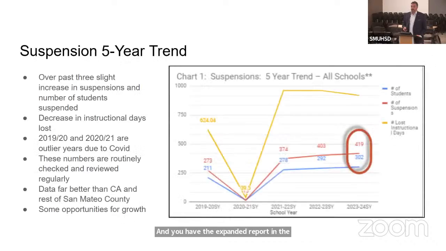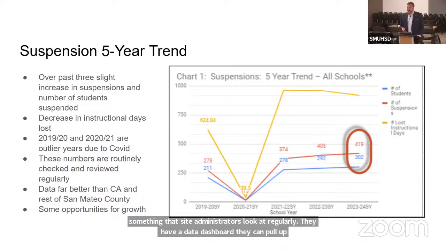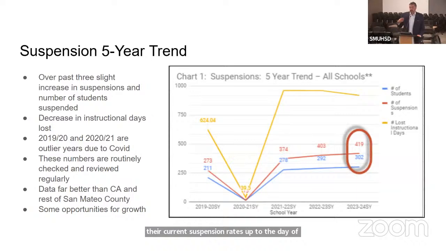And so the first is suspension rates. Again, this is an annual report that we do every year. And we do look at suspension data. We don't just put it away. It's something that site administrators look at regularly. They have a data dashboard. They can pull up their current suspension rates up to the day of. And so whenever we give this sort of snapshot of annual review, we are looking at that daily. It's not something that we take lightly. It's very important to us to know.